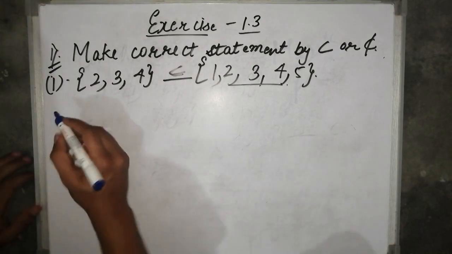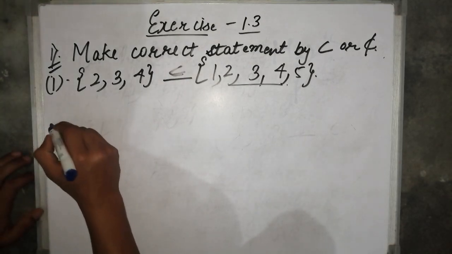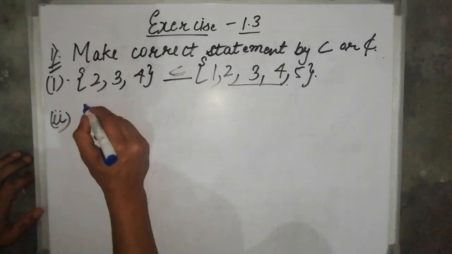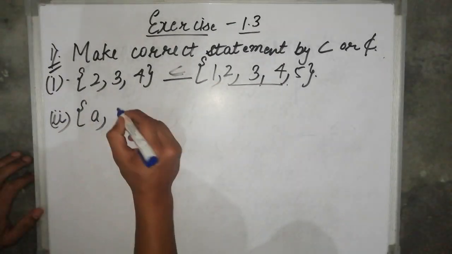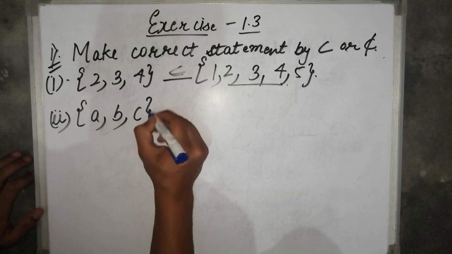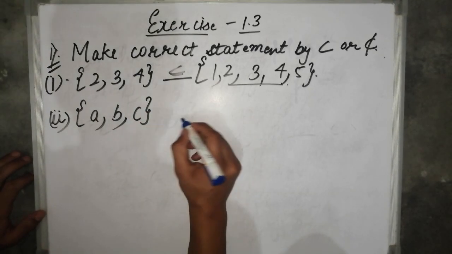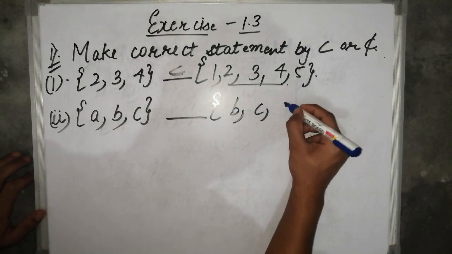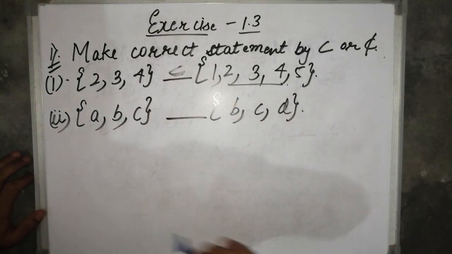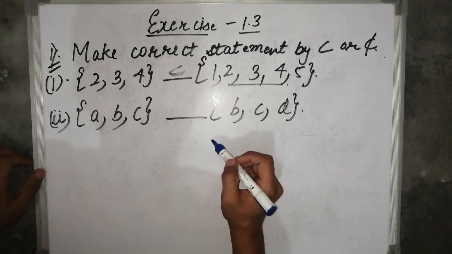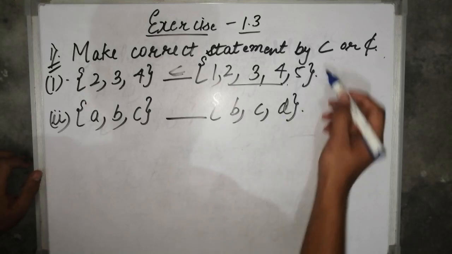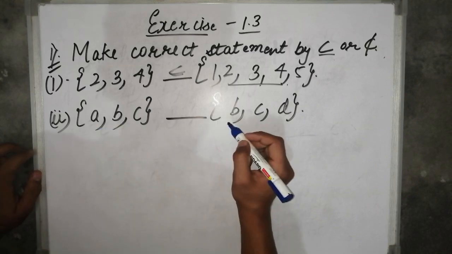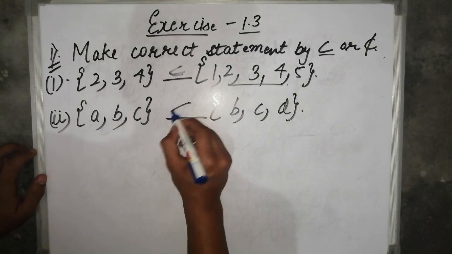Okay, now next up we have {A, B, C} dash {B, C, D}. Now what will come in this? Not a subset or subset? Subset will not come because A is not present in this set. That's why we will use not a subset.